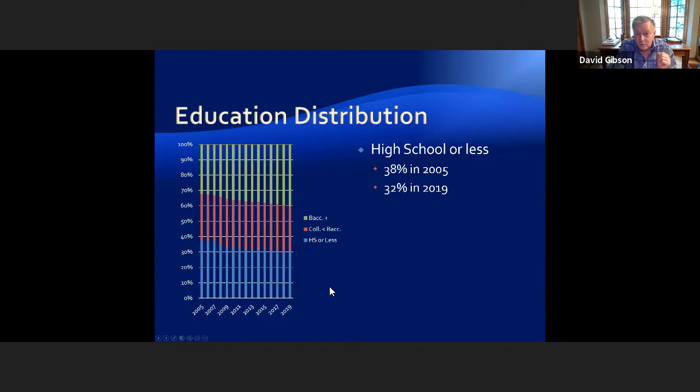For persons with a baccalaureate or above, similar change, but in the reverse direction, going from 32% in 2005 to 39% in 2019. So obviously with the changing distribution going more towards higher earning persons with a baccalaureate or more, the overall wage growth taken as a group from one year to another could be distorted by that.